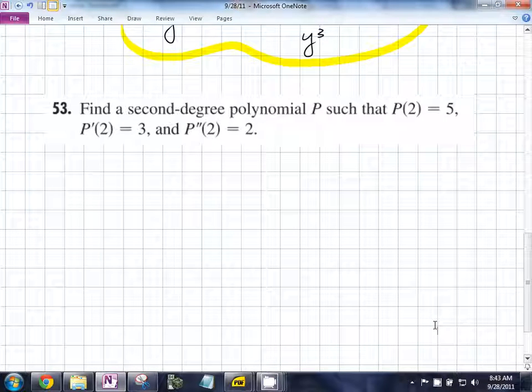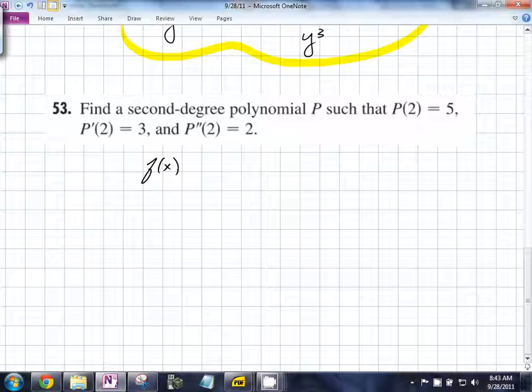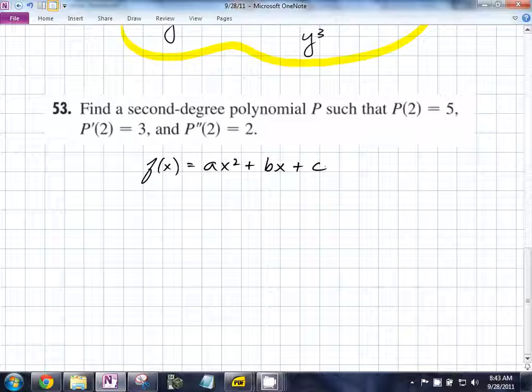So, Bissell, what's the general form of a quadratic? F of x is equal to what? Ax squared plus bx plus c. So that represents any second degree polynomial. And what does it tell you? P of 2 is 5. So when you plug in 2 for x, what do you get out? So therefore you know that 5 is equal to 4a plus 2b plus c. I plugged in 2 for x. What is 2 squared? So it's 4a plus 2b plus c.